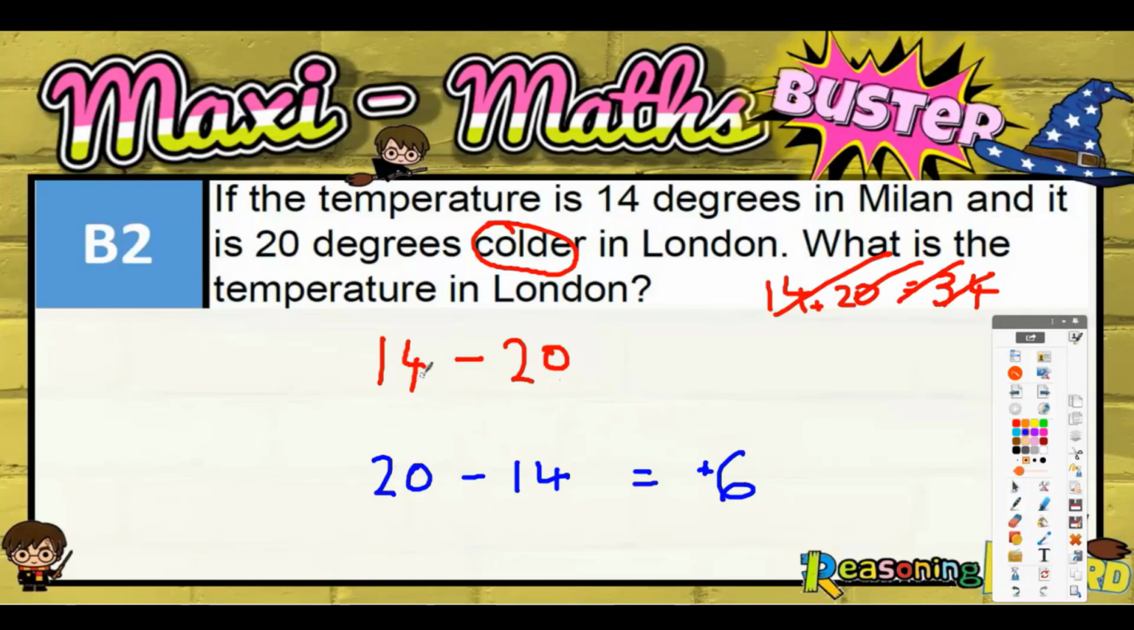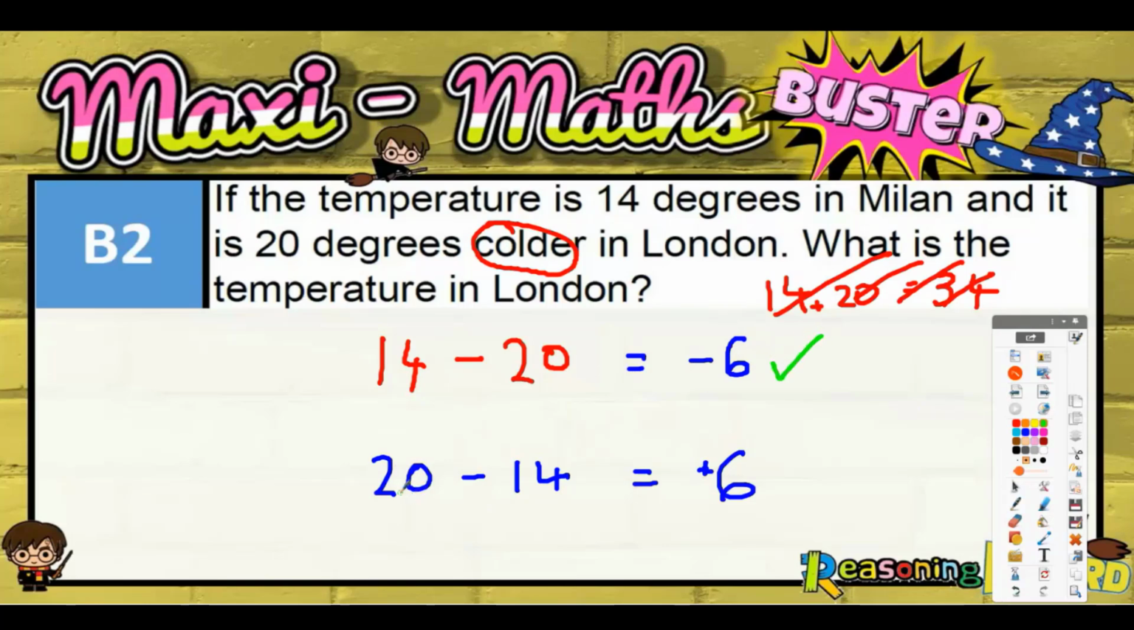But if you flip it round and do 14 minus 20, you're obviously going to go below 0. But you're going to go below 0 by this same amount, by 6. And if you go below 0 by 6, you're going to be on negative 6. So that's basically the correct answer, negative 6.